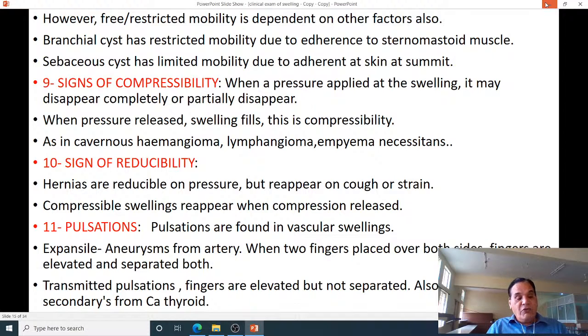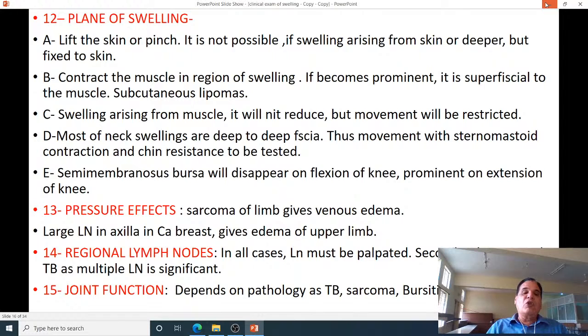Okay. And one of the things, secondaries from carcinoma of the thyroid occurring over the scalp are pulsatile swellings. So, pulsatile secondary, the answer is CA thyroid. Where does it occur? Over the scalp. Okay. So, we have seen what is pulsation. Now comes the plane. So, you have to tell from where the swelling is appearing. Commonest is skin. If you are able to lift the skin, then it is arising from skin.